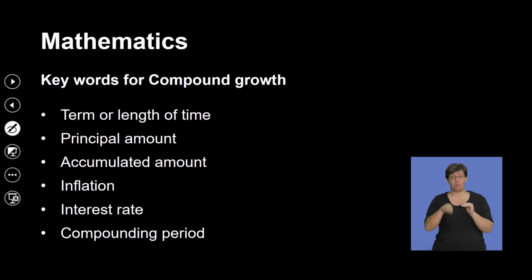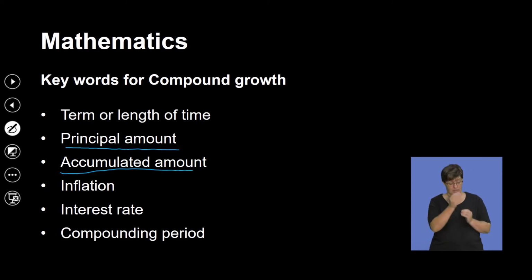Now, for compound growth, remember that our keywords had to do with term and length of time, and we said we deliberately used term and length instead of number of years, because in compound growth, you don't always get interest on a yearly basis. You can even get it on a monthly basis. We also looked at our principal amount, which was the initial investment amount that you start with. We also looked at the accumulated amount, which is actually the amount that you get after a certain period of time.